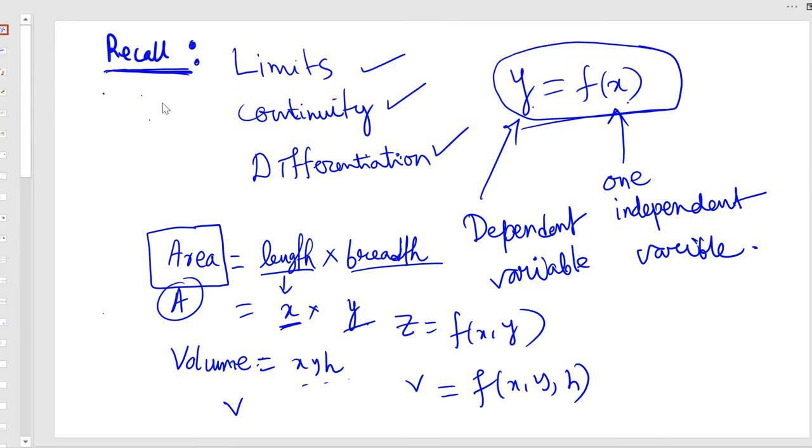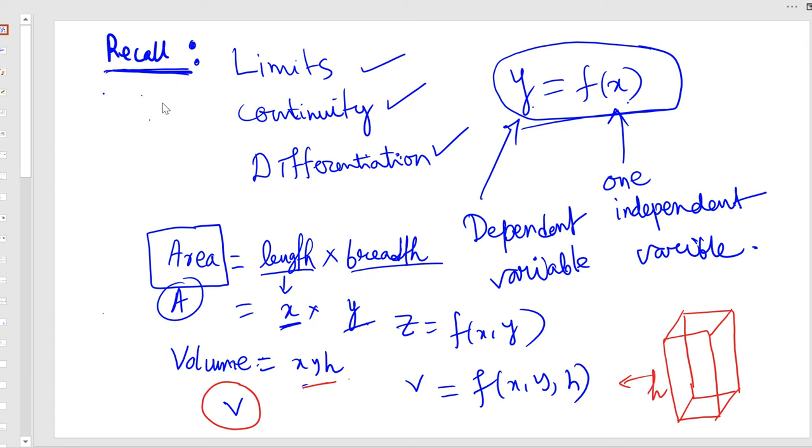Now, if you have the volume of a parallelepiped, for example, a parallelepiped or a rectangular shape, the volume will depend on the length, the breadth, and the height. So x, y, and z. So volume is a function which depends on three independent variables.